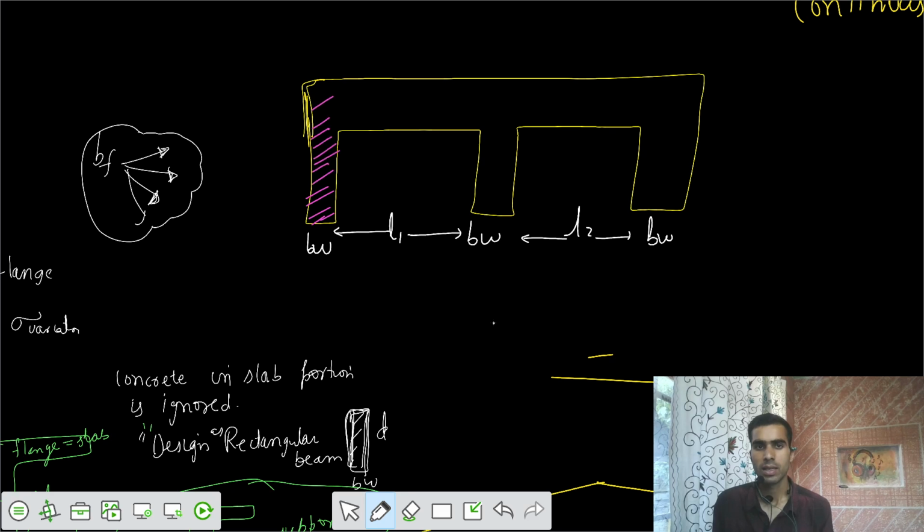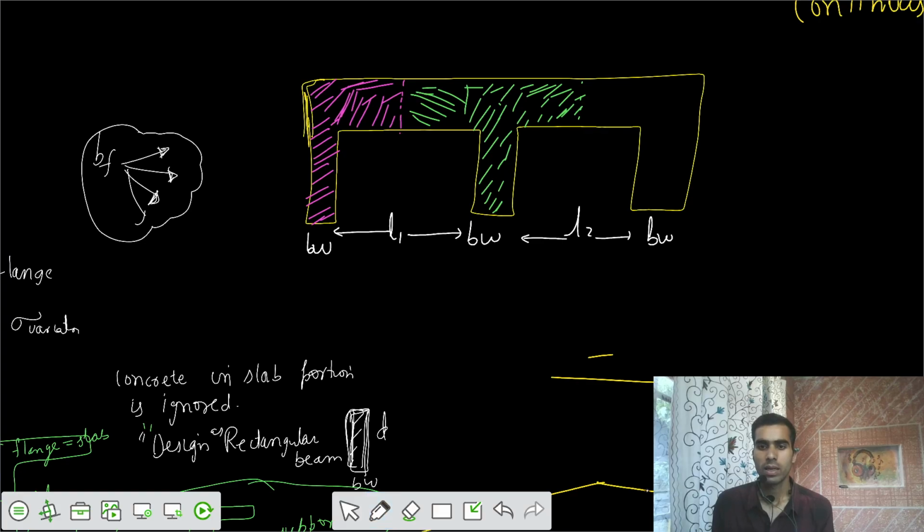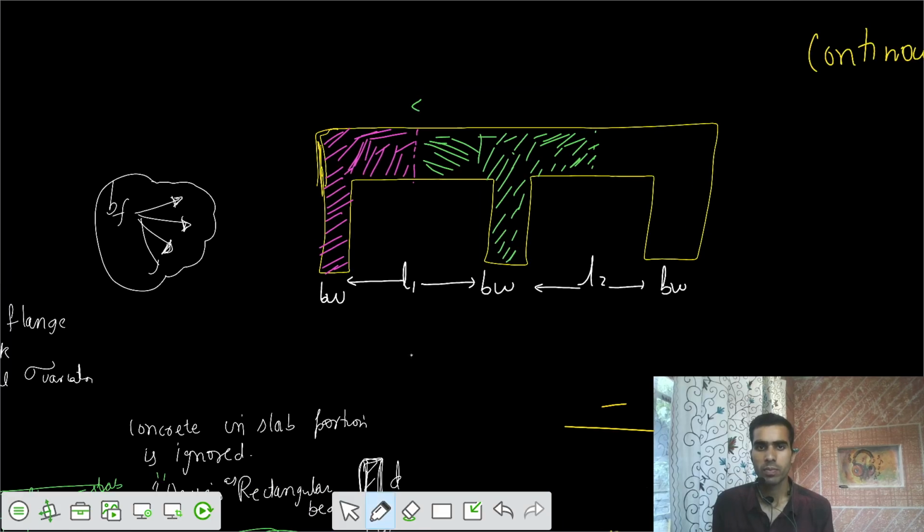Let's take that effective part for the T beam, for the L beam, up to the midspan of this L1. Let's say this is some total contributing area, and this is our contributing area for the second beam, that's the T beam, up to L2 by 2. Okay, so this was your actual b for the T beam.